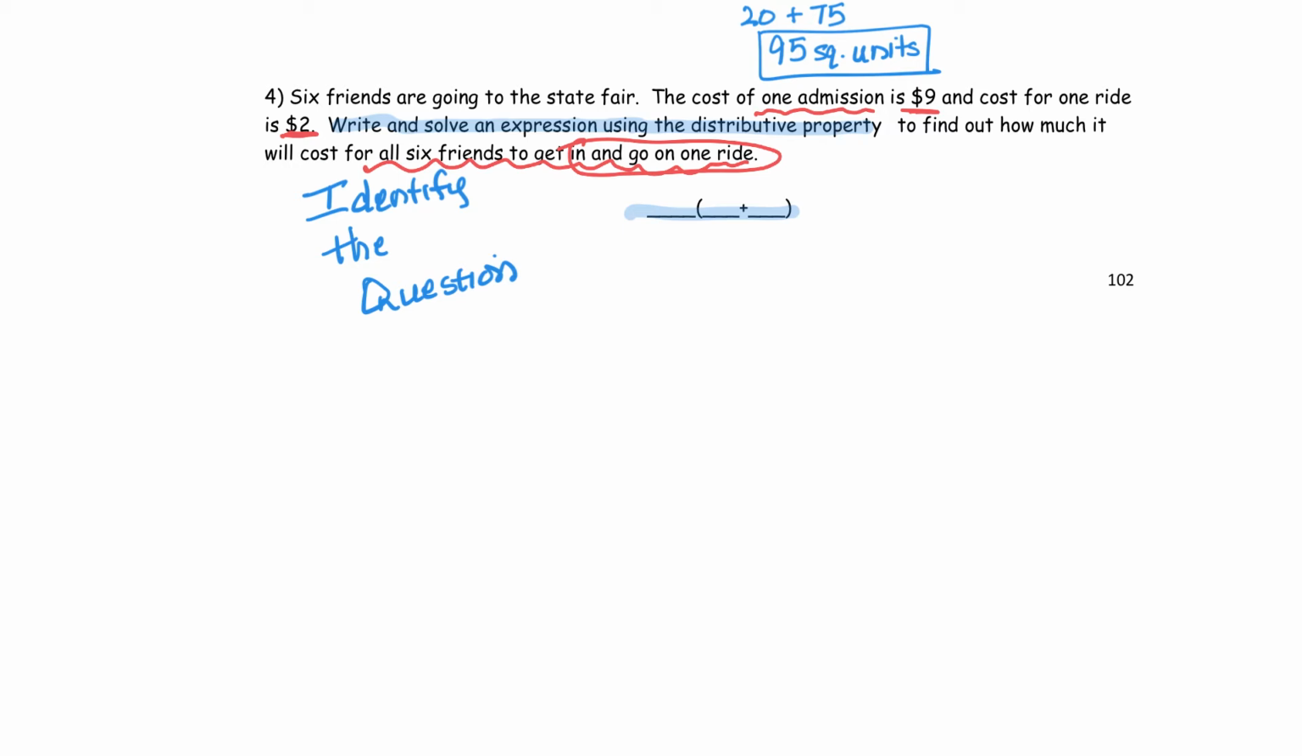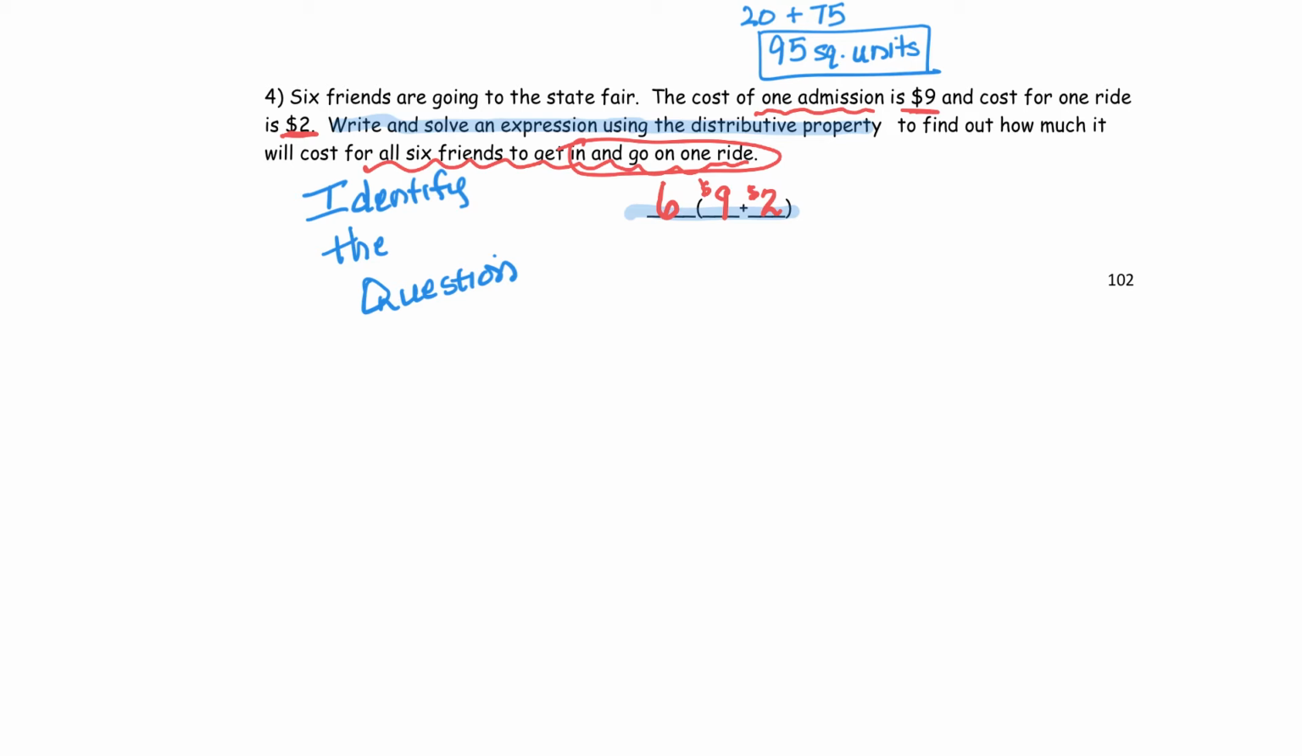Well, if you think about it, the 6 friends are going to the state fair. So I'm going to put the 6 on the outside here. And then I want to find out the cost of one admission, which is $9. By the way, what is admission? If you said the cost for getting into someplace, that would be correct. So it's $9 to get in for admission, and the cost for one ride is $2. So they want to find out the total for all 6 friends. So now basically all I have to do is set up the distributive property. Go ahead and solve that.